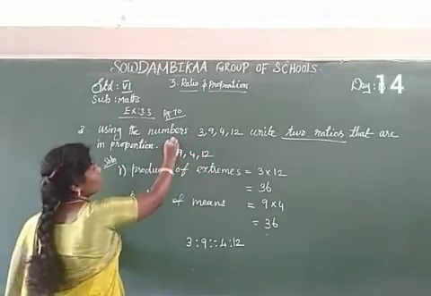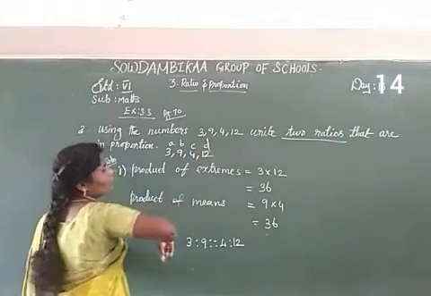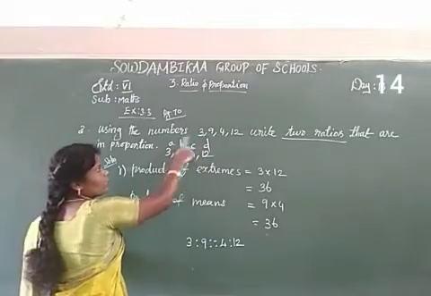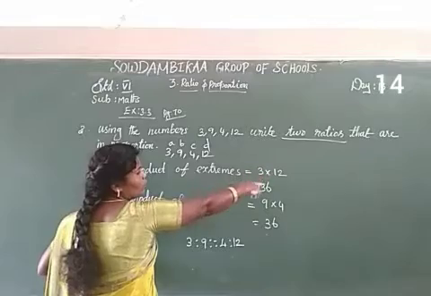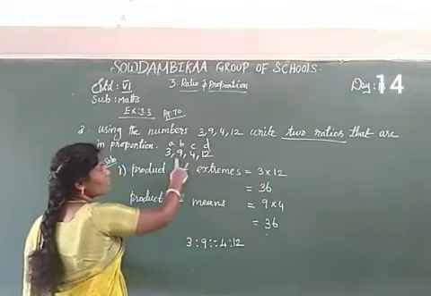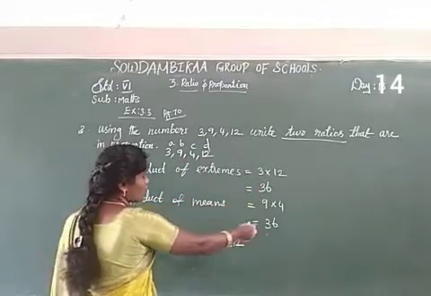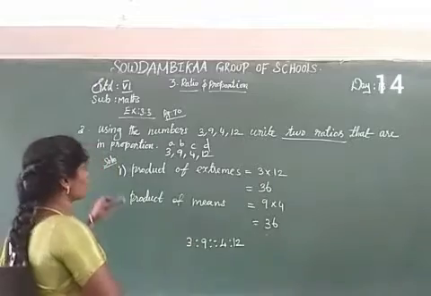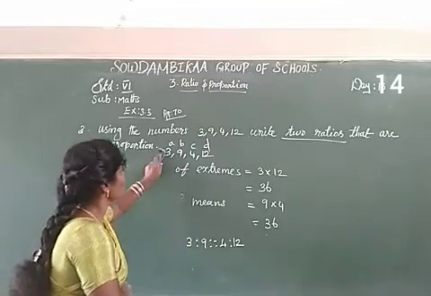First take A, B, C, D. Product of extremes, A into D: 3 into 12 is 36. Next, product of means, B into C: 9 4s are 36. This is one ratio. Now find the second ratio.